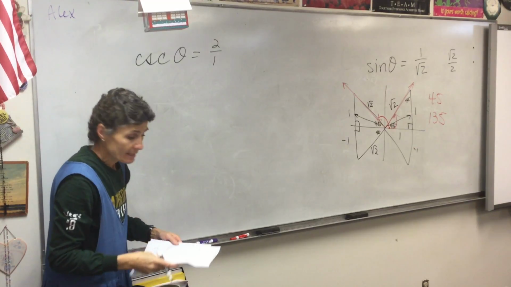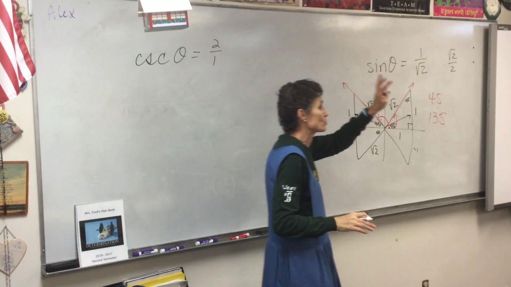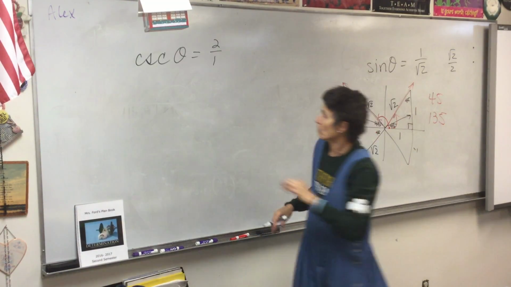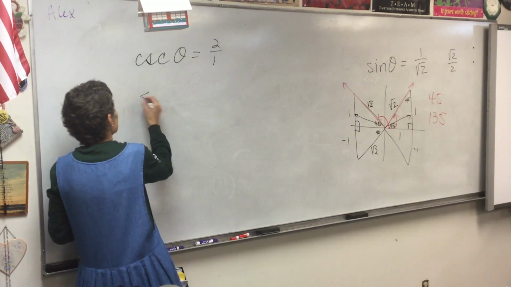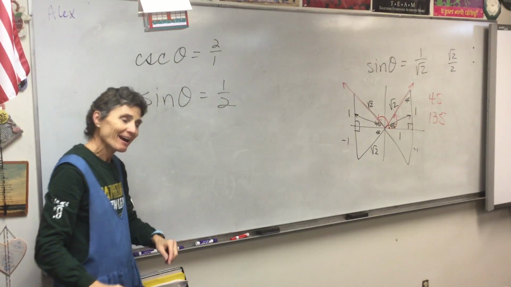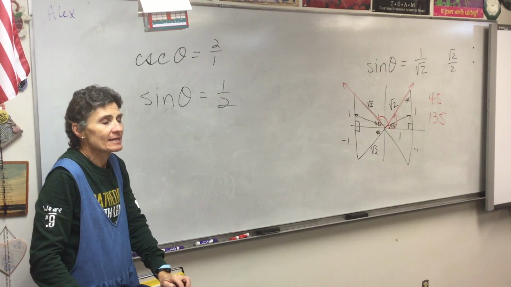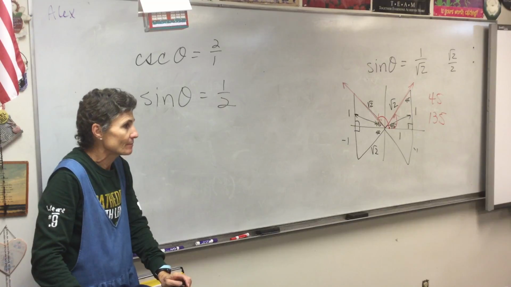All right. Kids, we don't do cosecants. Cosecants are one of those weird functions. So does that mean we skip this problem? No, we don't skip this problem. If the cosecant is 2/1, the sine is 1/2. Exactly. Look at you. So we're not going to think of it as a cosecant. We're going to think of it as a sine.